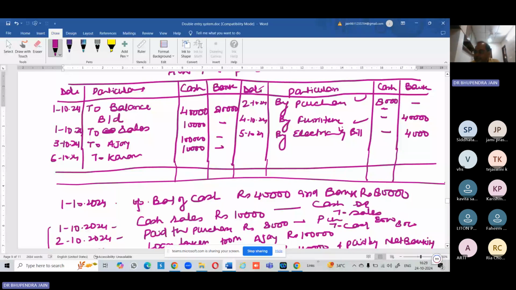Then how much total cash do you have? You have the opening balance 40,000, plus 10,000 received after the sale of goods, and 1 lakh received from Ajay, and the 10,000 received from Karan. The total balance of cash you have is 160. Out of 160, you paid only rupees 8,000. यहाँ भी क्या लिखेंगे बेटा? 160. Now we will make the balance. यहाँ लिखेंगे by balance CD.